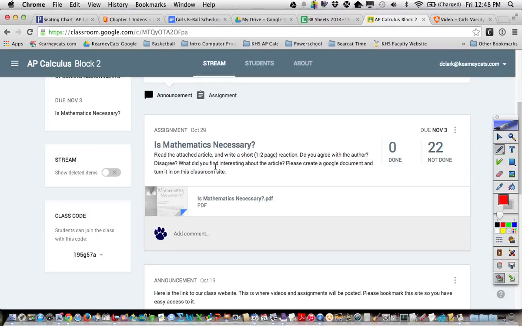Do you agree? Do you disagree? What did you find interesting? Create your Google document right here in Classroom, turn it in there. That's due when class starts on Monday, so have that in then.